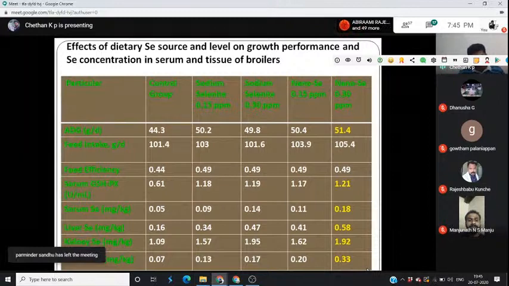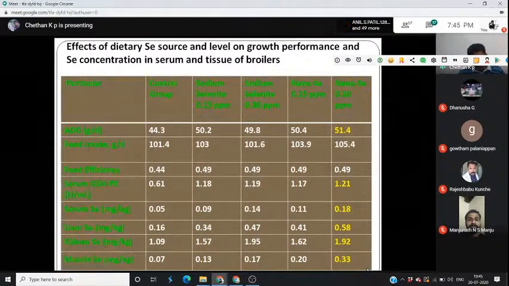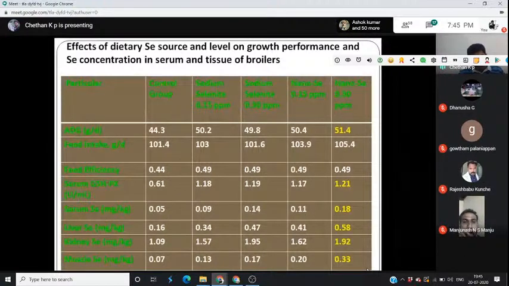With regard to feed efficiency, the inorganic as well as nano were similar. Feed efficiency was similar but better than the control group. But all other carcass characteristics as well as the concentration in the organs were much higher, which is a beneficial effect.